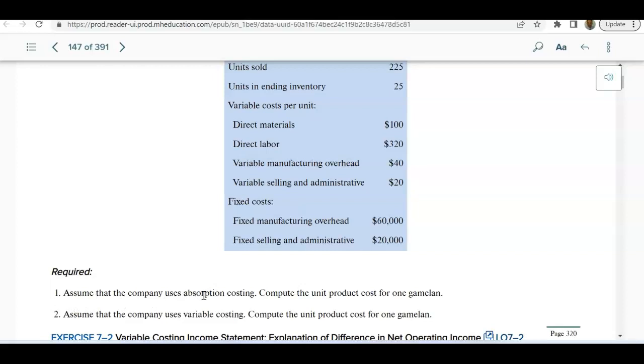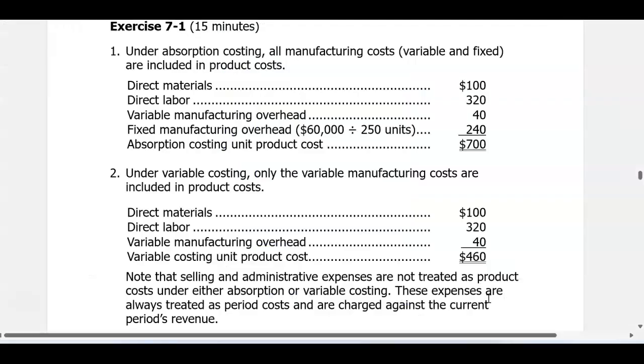Assume that the company uses absorption costing. Compute the unit product cost for one gamelan. Assume that the company is using variable costing. Compute the unit product cost for one gamelan. Okay, so I have it here, right there.